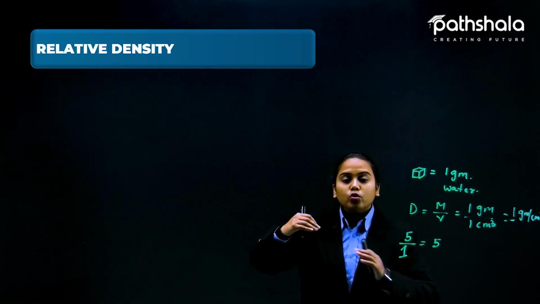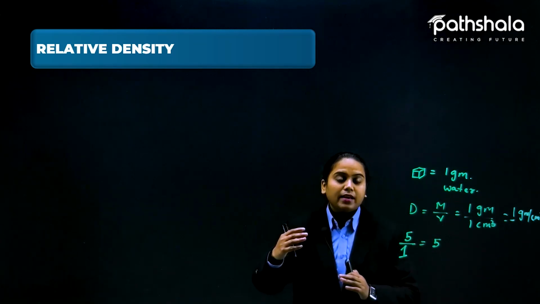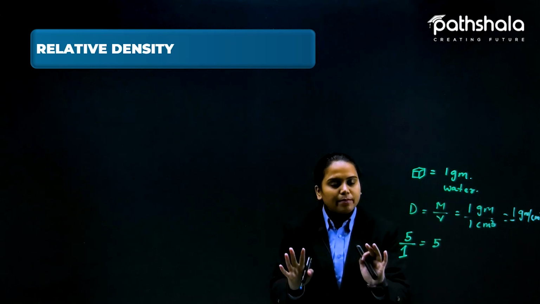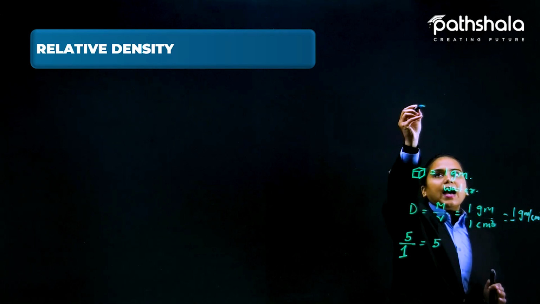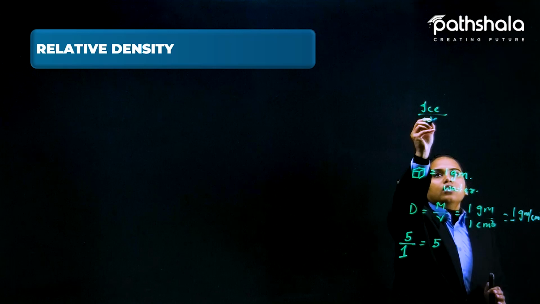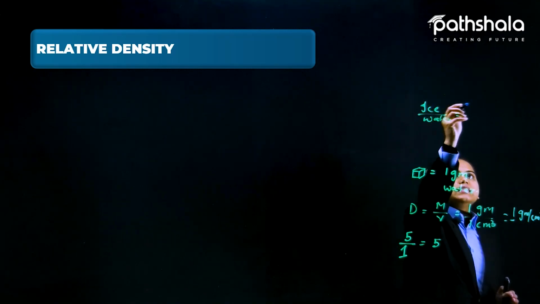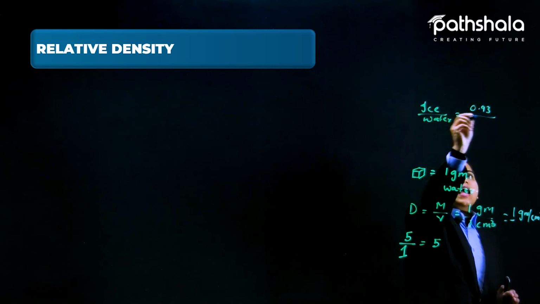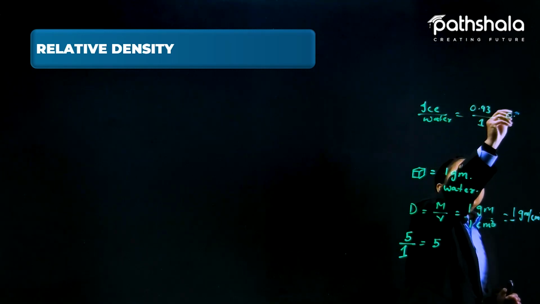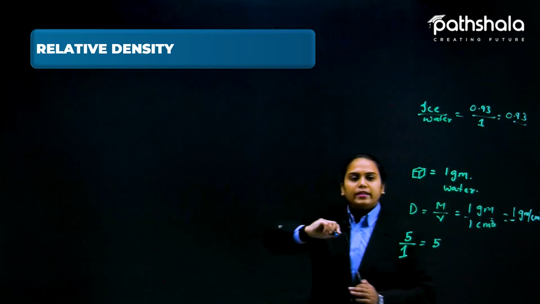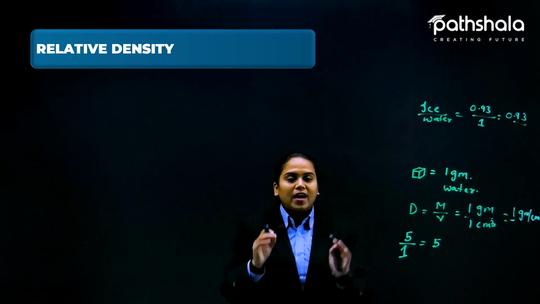Now, if you want to relate any density with water, you will get the same answer. If I want to relate ice to the water, I divide by this, so I know that ice is 0.93 and water is 1. So again I will get the same answer, 0.93. It will not change anything.